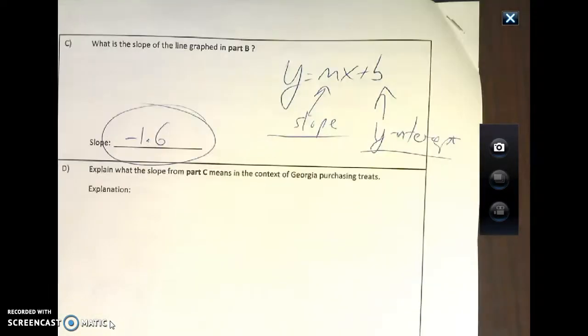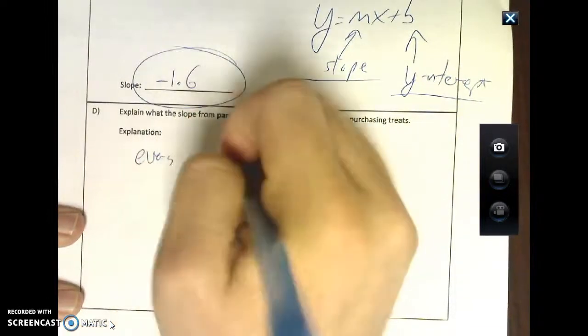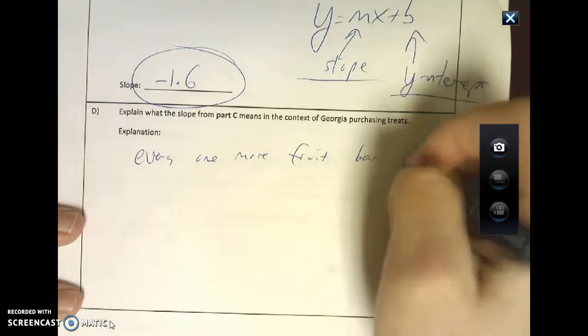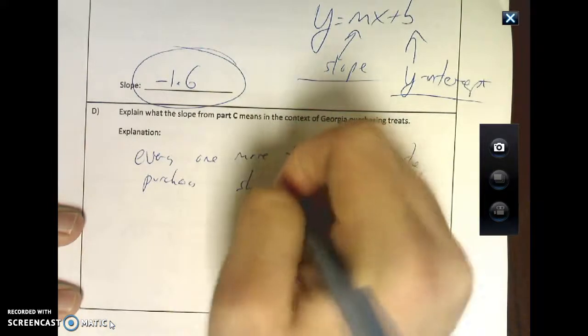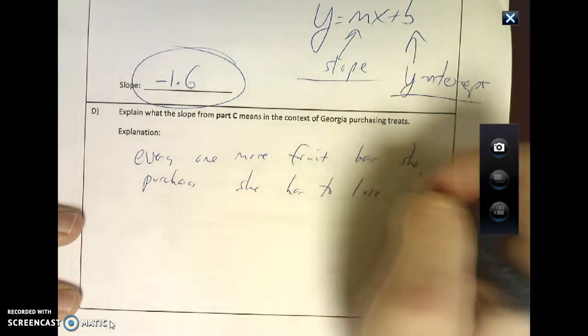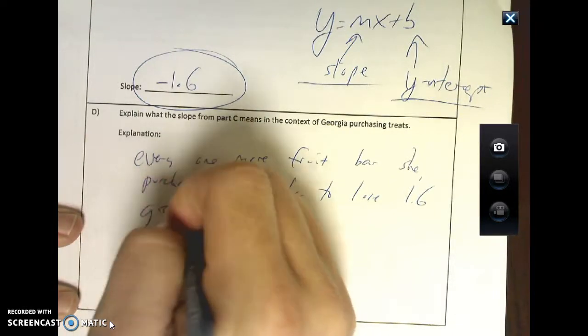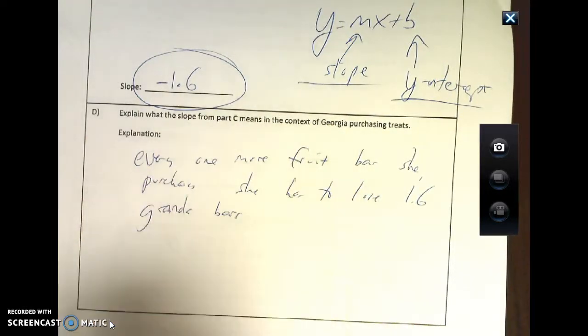Explain what the slope from part C means in the context of Georgia purchasing treats. So, for every one more fruit bar she purchases, she has to lose 1.6 granola bars. Okay, because there has to be like a give and take. If you're going to buy more fruit bars, you have to take away some of the quantities of the granola bars you had. Okay, that's all it means.